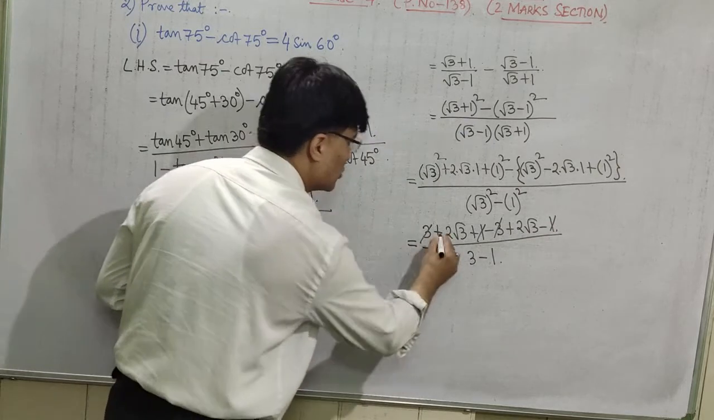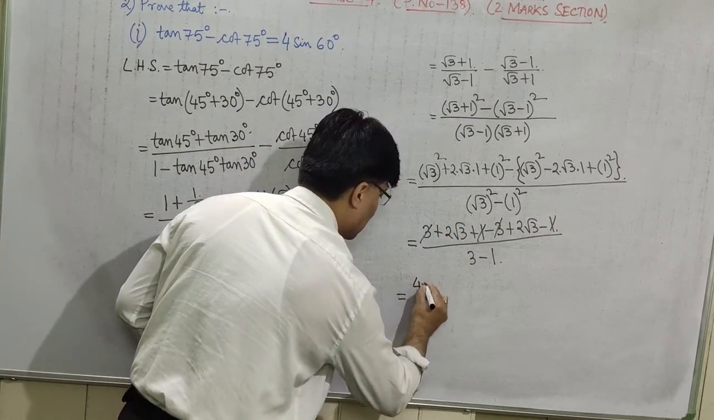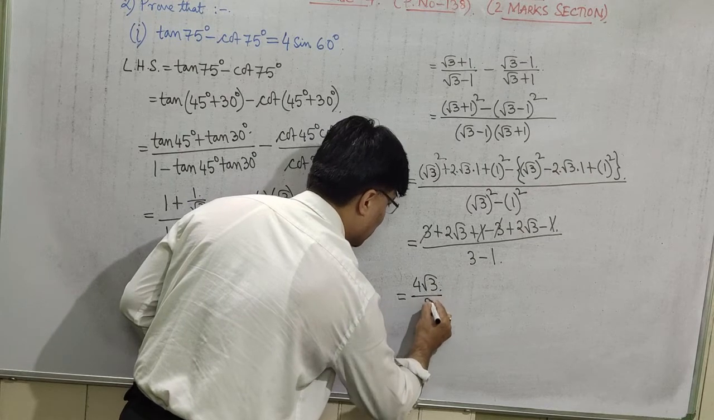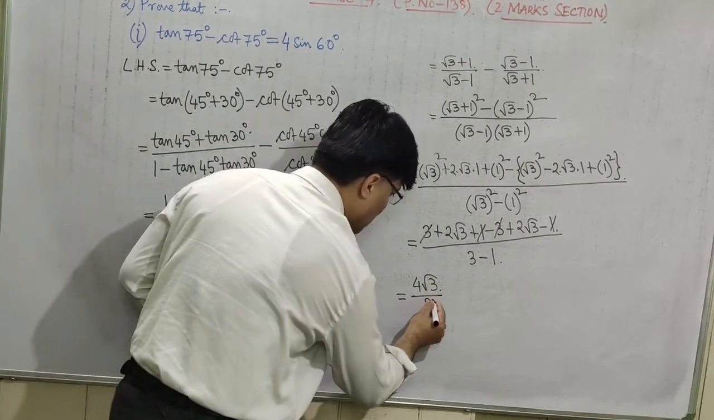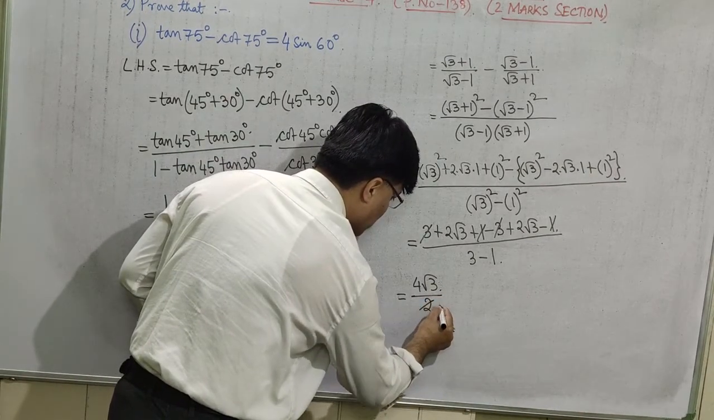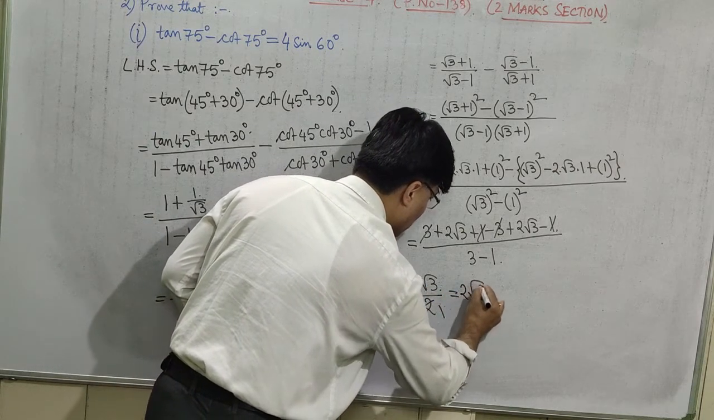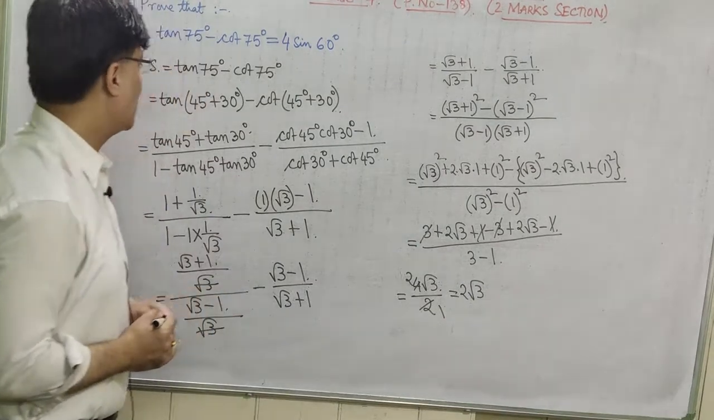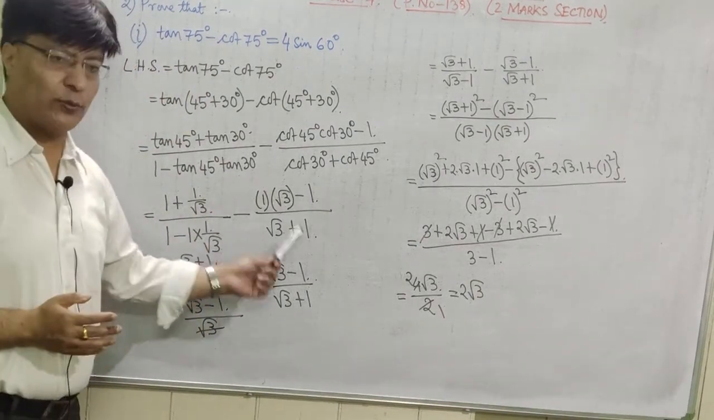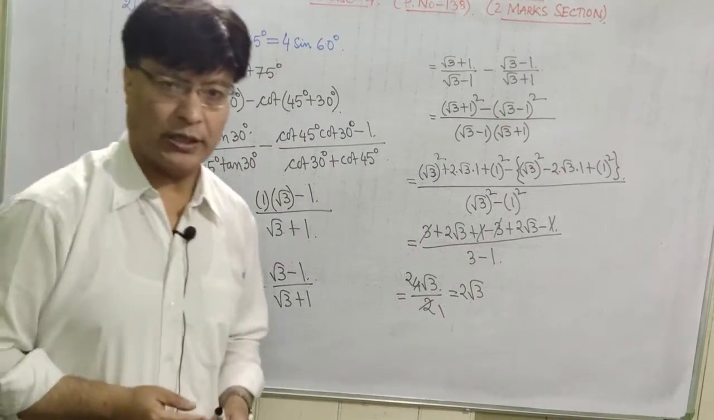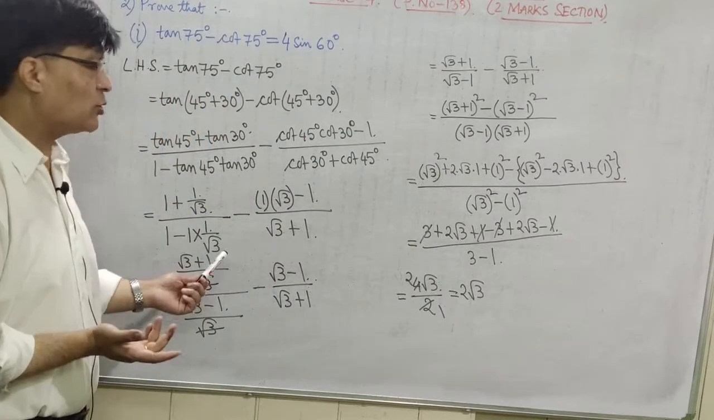So which is equal to 2 root 3 plus 2 root 3. That is your 4 root 3 divided by 3 minus 1, which is 2. So 2 1s are 2, 2 2s are 4, which is equal to 2 root 3. So what is the value of the left hand side? We have got it as 2 root 3.